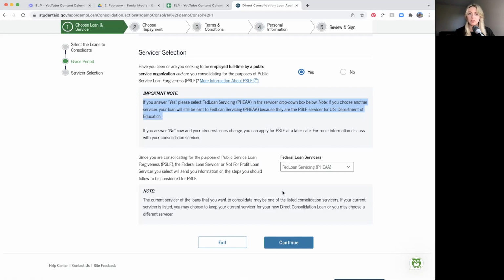That might mean that your loans get moved over to Fed loan. They count up your payments. If you're not at 120 payments yet, you could be moved again to the servicer that's taking over for Fed loan, and that company is called Mohela. So there is some transition over this year, just so you know, but that's what to anticipate there. And that's why we need to choose Fed loan here.